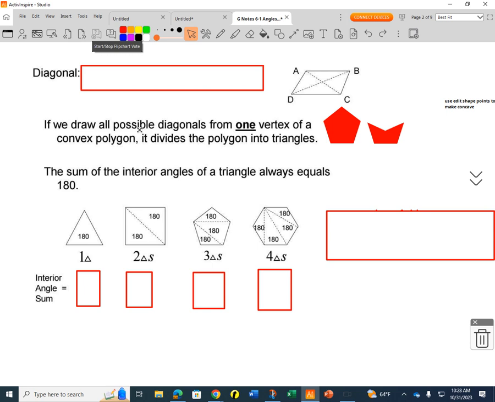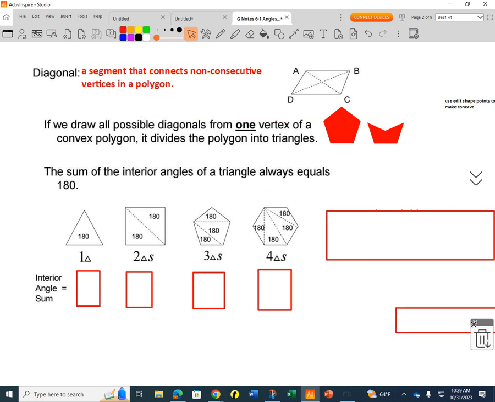All right. So the diagonal. A diagonal is a segment that connects non-consecutive vertices in a polygon. So what does that mean? Well, this dotted segment, AC, that's a diagonal. It's from one vertex to a non-consecutive vertex. Angle D would be consecutive, it's right next to A. Angle B would be consecutive, it's right next to angle A. Angle C is the only non-consecutive vertex from angle A. And then same thing here.